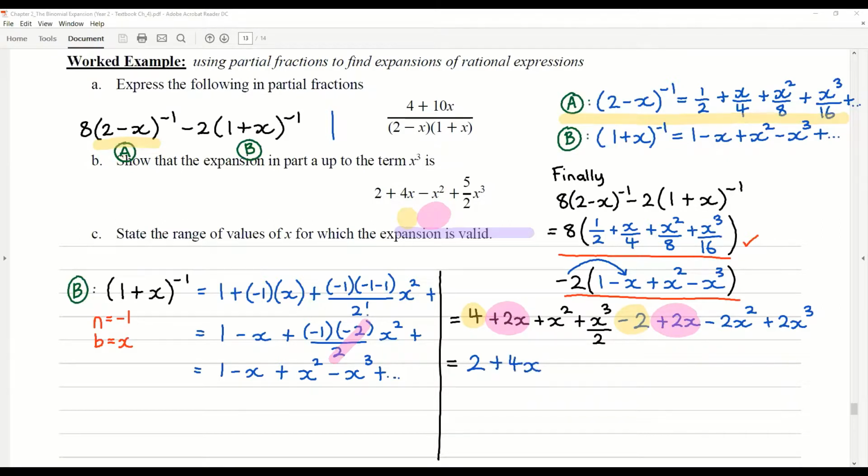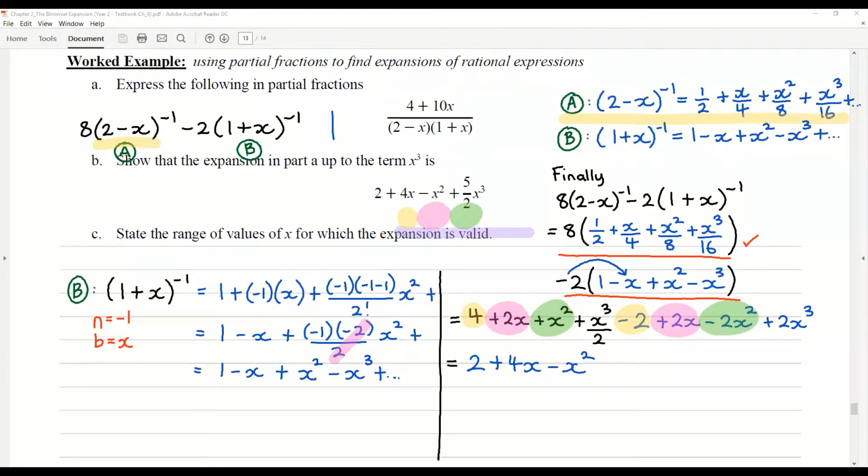Next up, let's have a look at the x squareds. So we have plus x squared, subtract 2x squared. So that's going to be negative x squared. Yes, that matches here. It's exciting, isn't it? So negative x squared, is that what I said? Yes, it is.